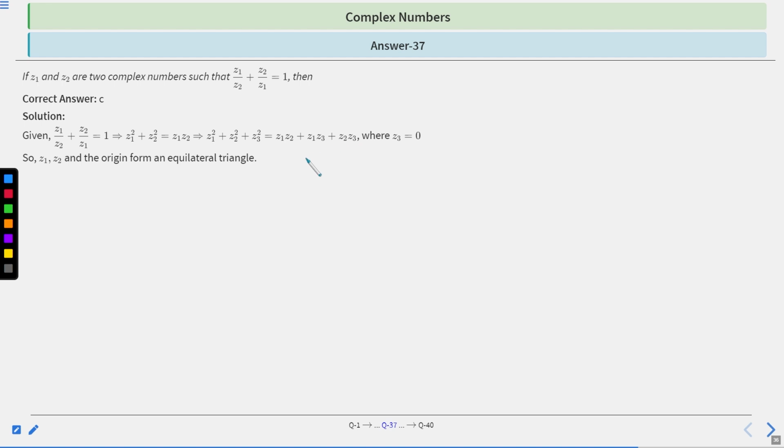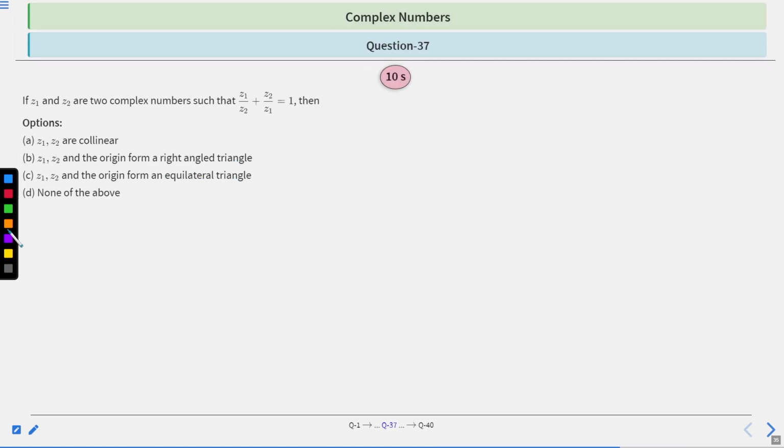plus z2 z3, right? Now we know that this equation represents an equilateral triangle having vertices z1, z2 and z3, right? So z1, z2 and origin form an equilateral triangle. So I think option C is the right choice.